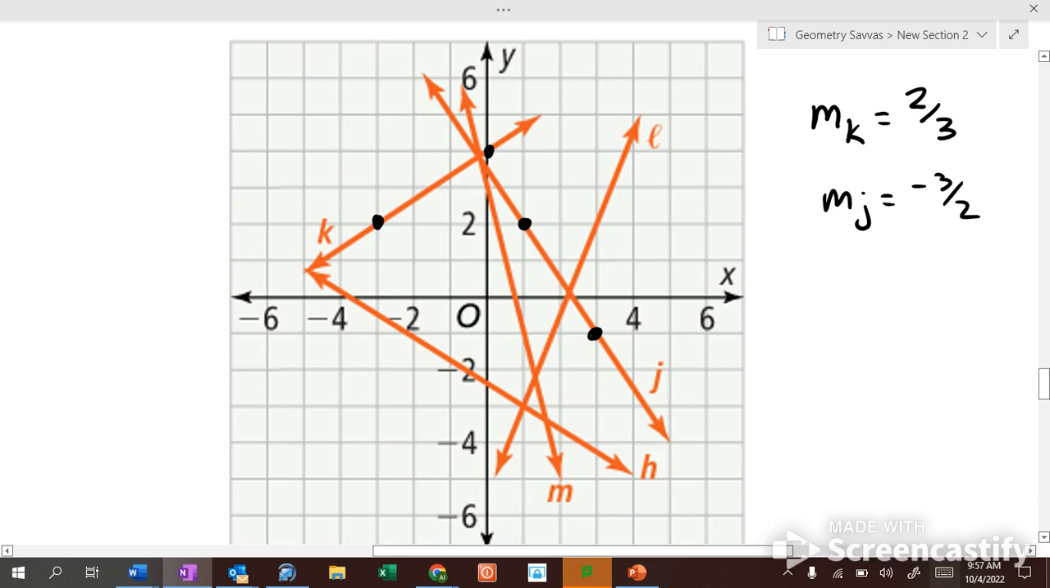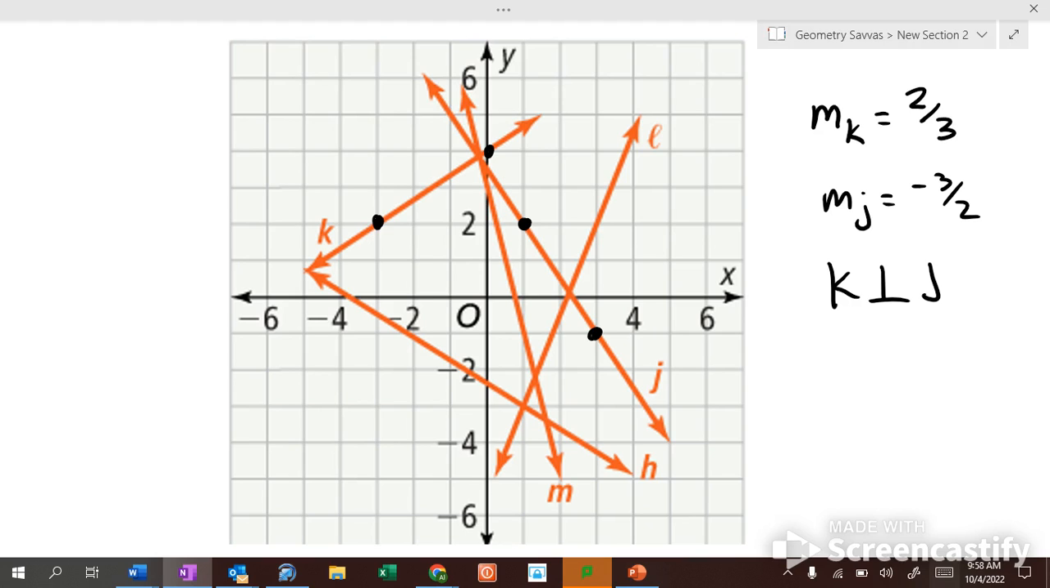-3/2. Are K and J perpendicular? Yes. K is perpendicular to J. So if you see an upside down T, the upside down T says that they are perpendicular. This is a symbol for perpendicular. K is perpendicular to J. All right. Well, let's change colors to blue.